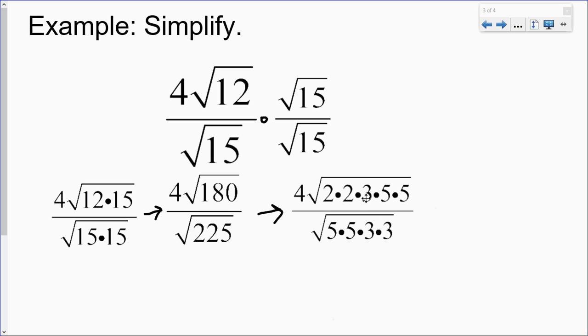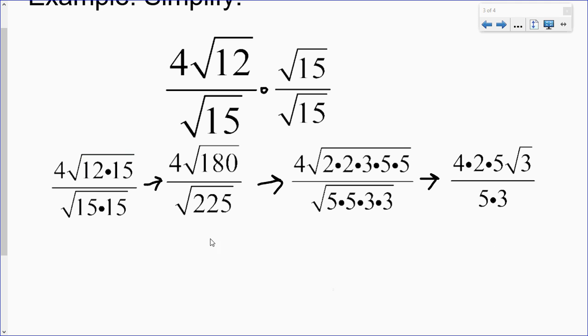This lone 3 on the top is going to stay there. So we have 4 times the double 2 that I pulled out and the double 5 I pulled out, and then 3 stays under the radical. And on the bottom, I pull out the 5 and the 3, and there's nothing left under the radical, that's why I don't have one. So now I'm going to simplify and just multiply these numbers together. And I get 40 on the top, square root of 3 over 15.